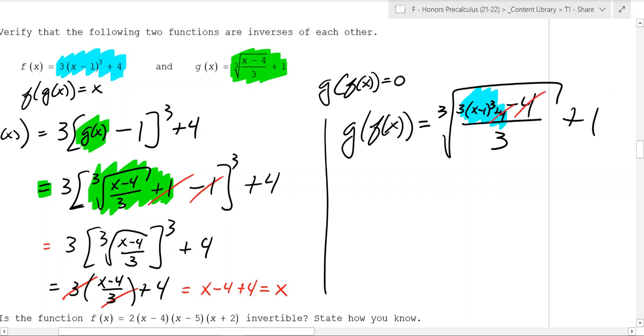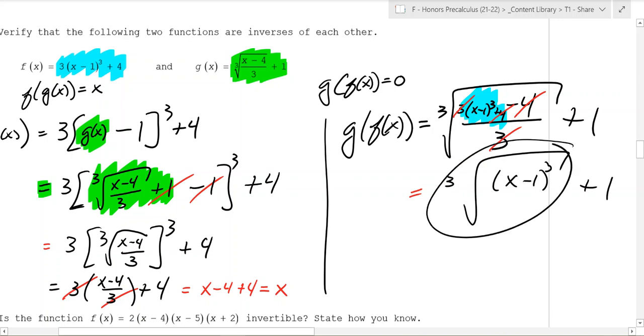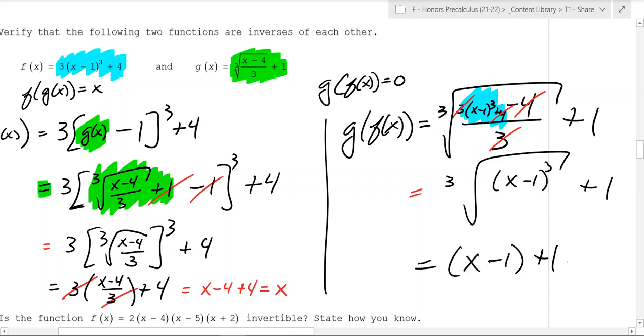The plus 4 and the minus 4 cancel, and then the 3 cancels, so you're left with the cube root of x minus 1 cubed plus 1. Well, the cube root of something cubed goes away. It's like taking the square root of something squared. It's just x minus 1 plus 1, which is x. So we've shown both things.